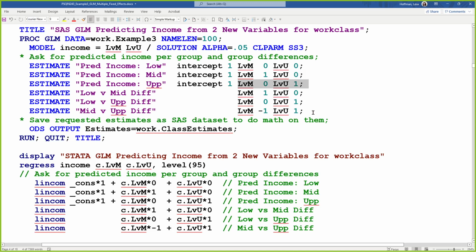And then the differences between them. The difference of low versus middle is directly given by that parameter alone. Low versus upper directly is that one. And then the difference of those two, the comparison is minus 1 and the alternative is 1. Because it's 0 minus 1 is why it's minus 1 there. So that's beta 2 minus beta 1, according to SAS.